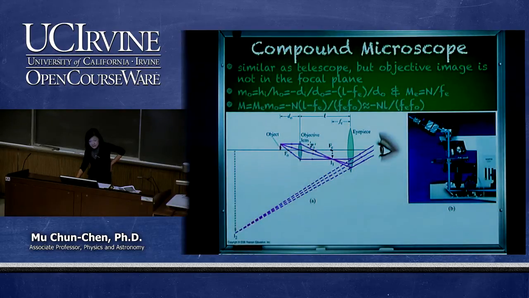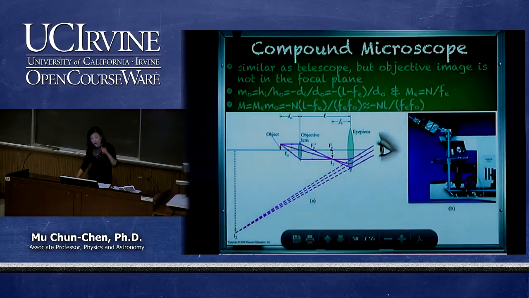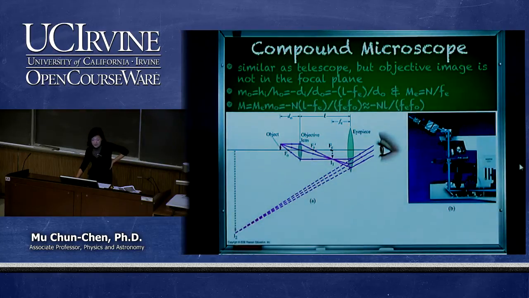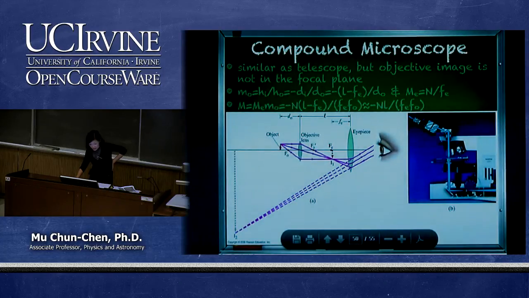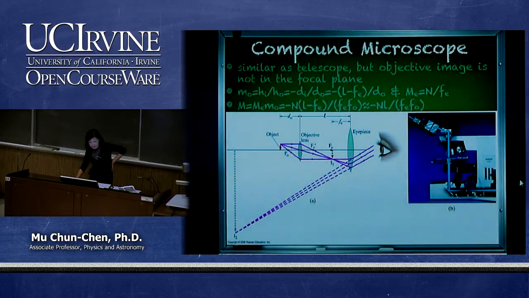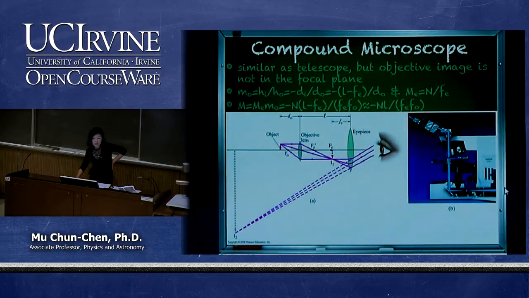All right, so instead of forming an image at the focal plane of the objective lens, in this case, the objective image is from right here. This is denoted by I1, which is the objective image.